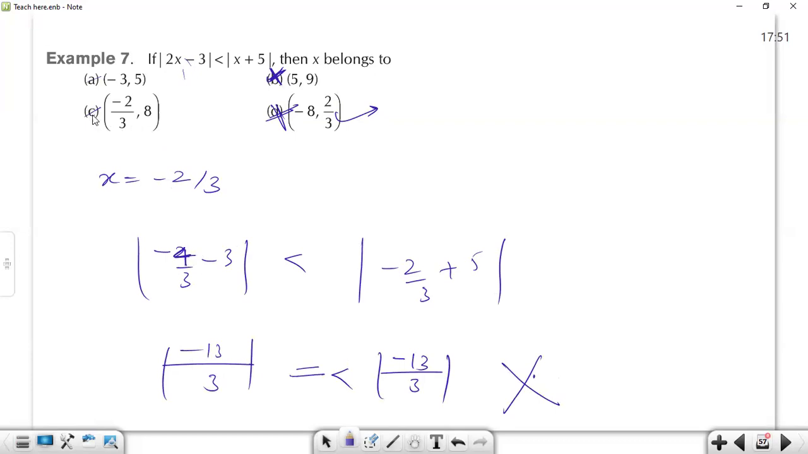So x equals minus 2 by 3 should not be in the domain, which is included in option A, because minus 2 by 3 is minus 0.66. So if it is there in the given option A, the option C should be correct.